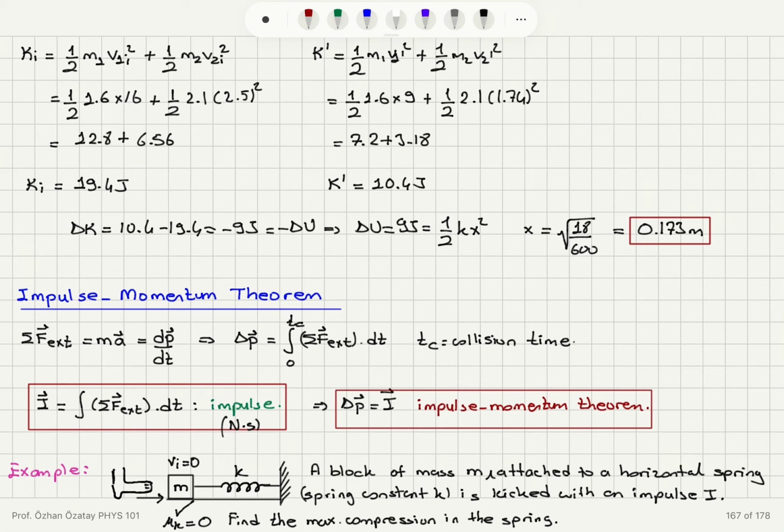Okay, so here is an example. A block of mass m attached to a horizontal spring, with spring constant k, is kicked with an impulse I. As you can see, it is initially at rest, and there is no friction in the system. Find the maximum compression in the spring.